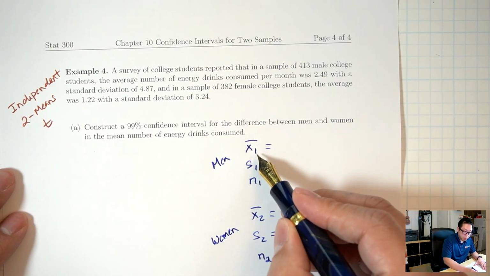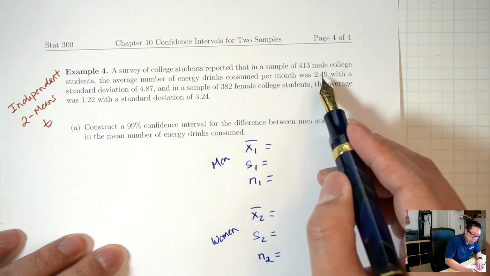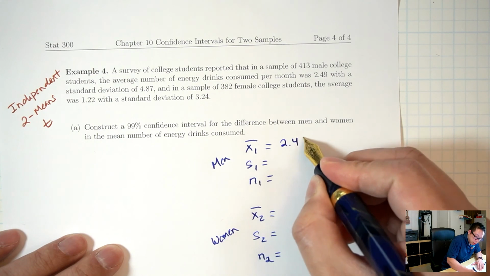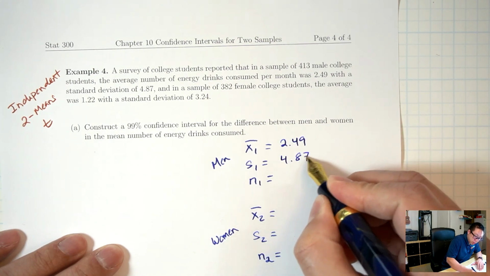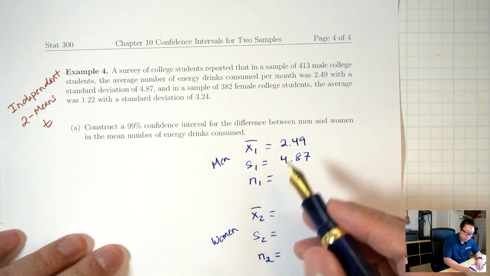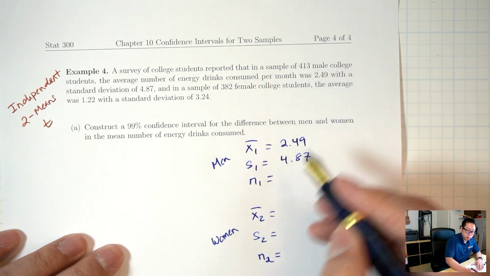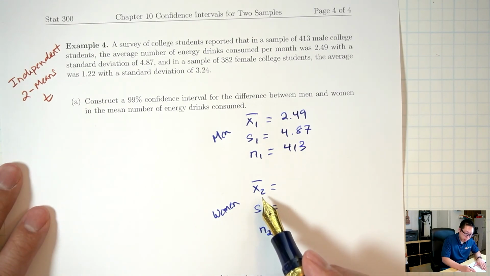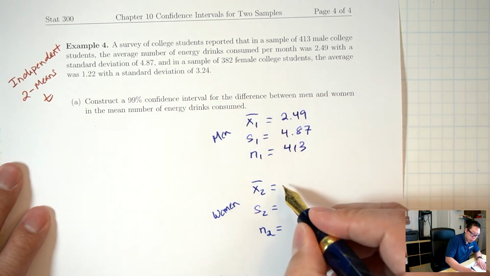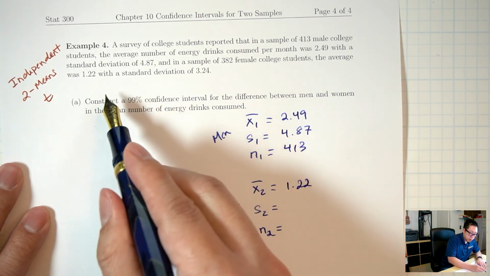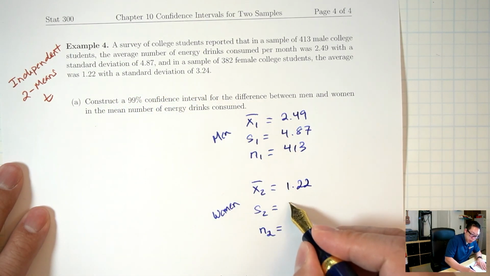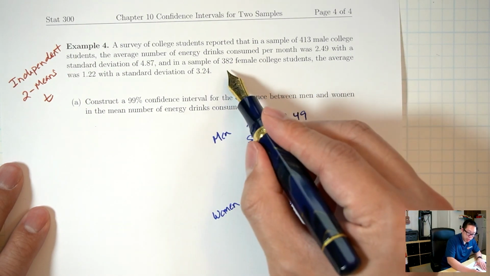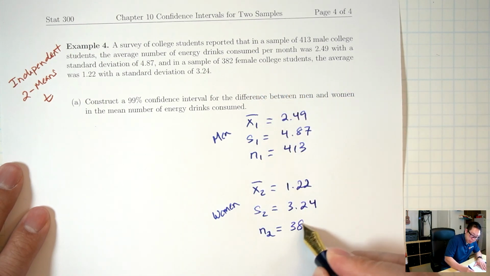X1 bar, that's the mean for the men. The mean for the men was 2.49 with a standard deviation of 4.87. So 2.49 for the mean, 4.87 for the standard deviation. N1, sample size for the men, 413 male college students, 413. Women, the average was 1.22 with a standard deviation of 3.24. So S2, standard deviation for the women, 3.24. N2, sample size for the women, 382 female college students, 382.